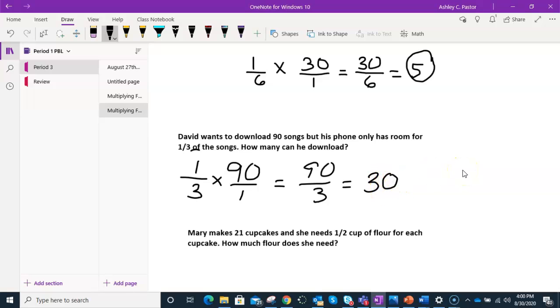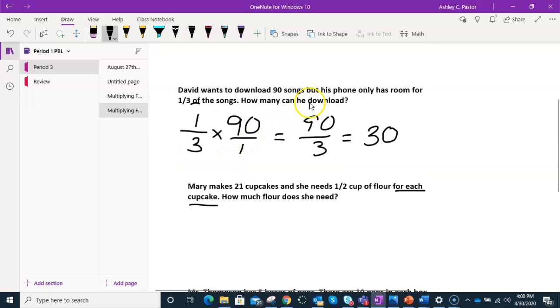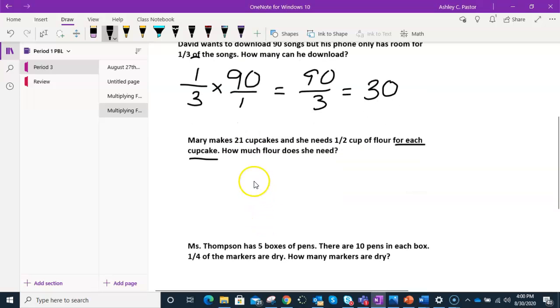That's that second one. The third one says that Mary makes 21 cupcakes and she needs 1/2 a cup for each cupcake. How much flour does she need? Okay, so this was a little bit different because I don't see the word "of" in the front, but I do see it here where it says 1/2 cup of flour for each cupcake. So before, everything was kind of in the front for us next to that fraction, and here it's nowhere near that front where the cupcakes would be.